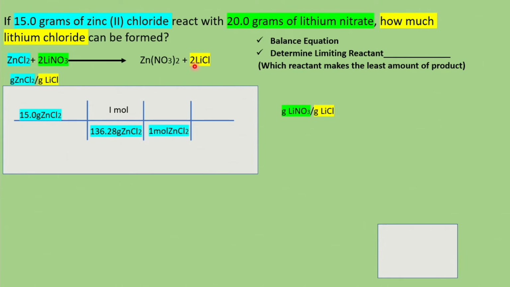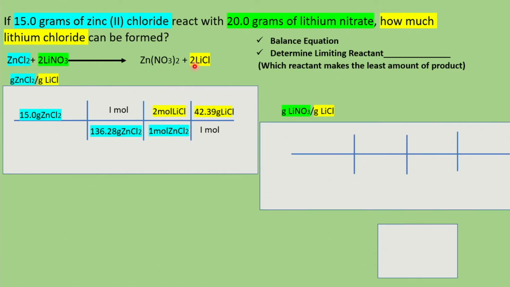So we set up our calculation, 15.0 grams of zinc II chloride, divide that by its molar mass. And then from your equation, you're able to determine what is your mole ratio. And our final answer will be multiplied by 42.39 grams of lithium chloride. Then we'll take our grams of our lithium nitrate. We'll divide it by its molar mass, which is 69.05 grams. Our mole ratio in this situation is 2/2, and we're multiplying by our 42.39 grams of lithium chloride.